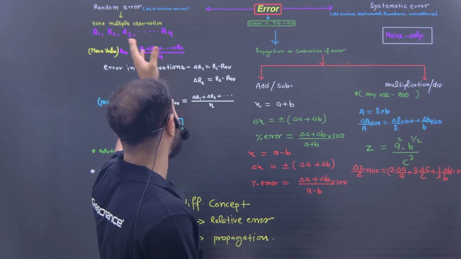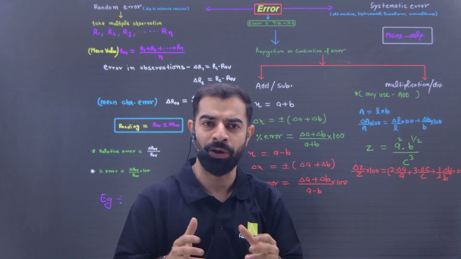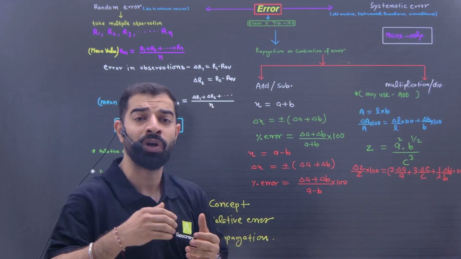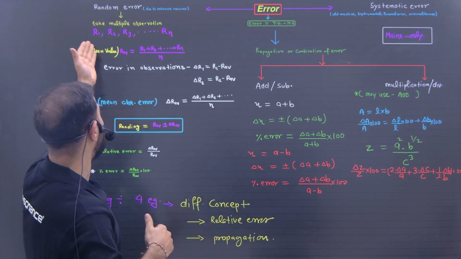They can be of two types, random error and systematic error. Systematic error is the error because of machinery fault and all, whereas random error is the error because of unknown reasons, when we go for reading in the lab and we get different experimental readings.